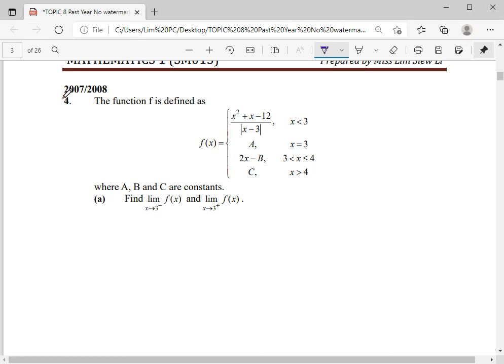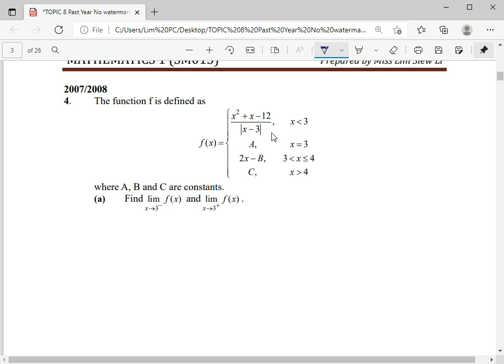So we look at question number 4 here. Our function also given here is a piecewise function. So first, find the limit as x approaches 3 from the left hand side and the limit as x approaches 3 from the right hand side. So first of all, we can see we have a modulus function here.